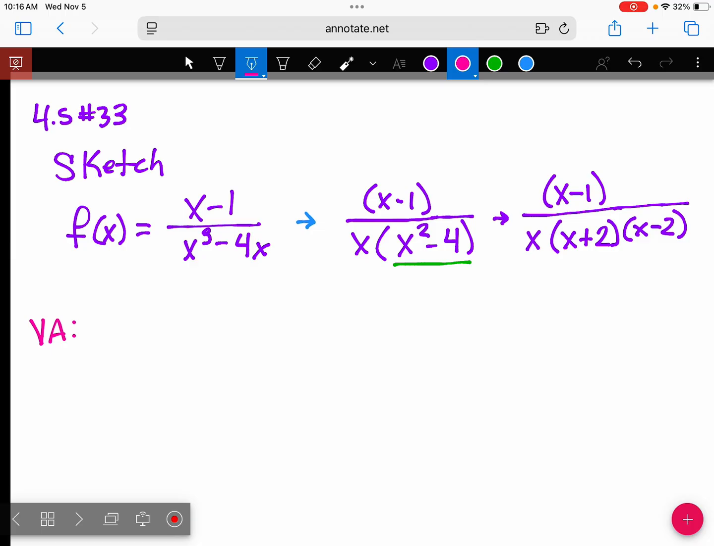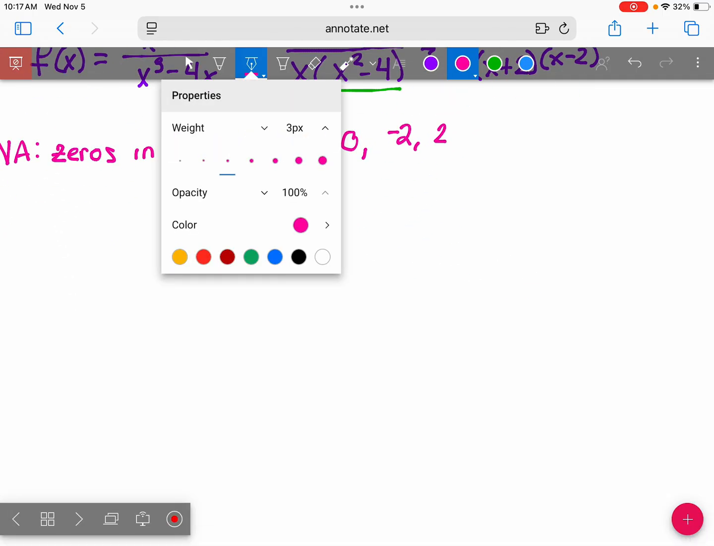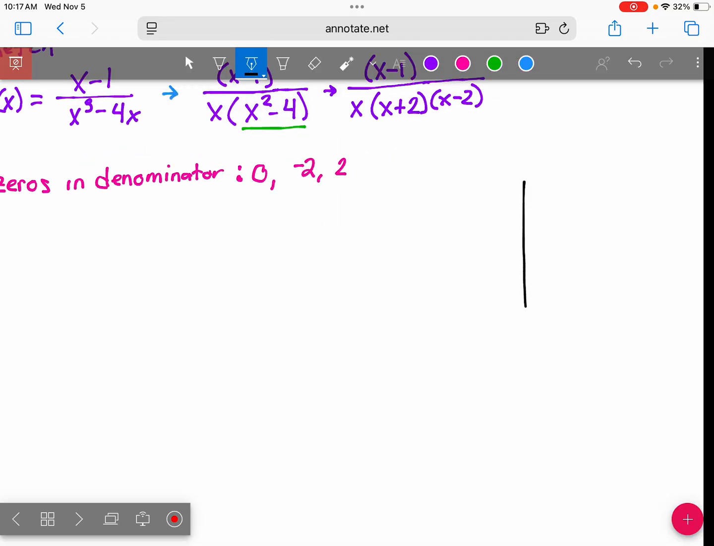Where are we going to have vertical asymptotes? That's where we're going to have our zeros in the denominator. Where do we have zeros in the denominator? 0, -2, and +2. So when we're trying to sketch this out or graph it, I'm going to draw it over here. I'm just going to kind of freehand this.